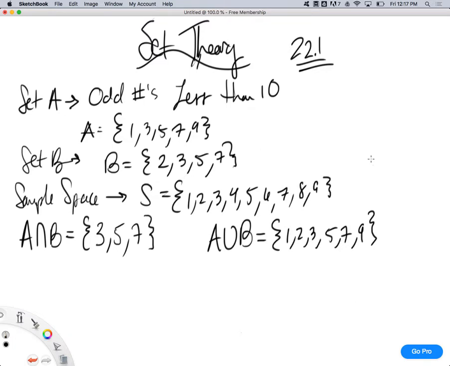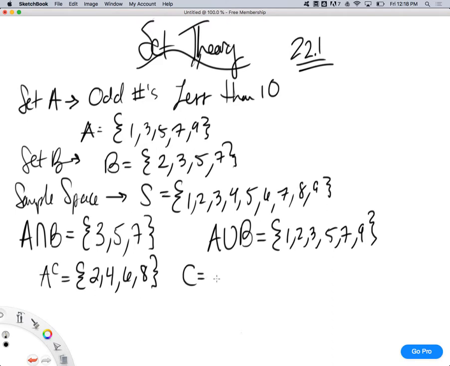Now, the one thing I neglected to put, and you might want to put this in your notes, to the right of this, is A complement. I should have put A complement, and I forgot to put that. So A complement is everything that's not in A. So that's all the ones that are not odd, or in other words, the even numbers. So 2, 4, 6, and 8 are in A complement. So you might want to write that. That's the one thing that I didn't put in the packet. So make sure you write that, because that will definitely be on the test. To repeat, A complement is everything that's not in A, but in my sample space. So since A is odd numbers, A complement is even numbers.